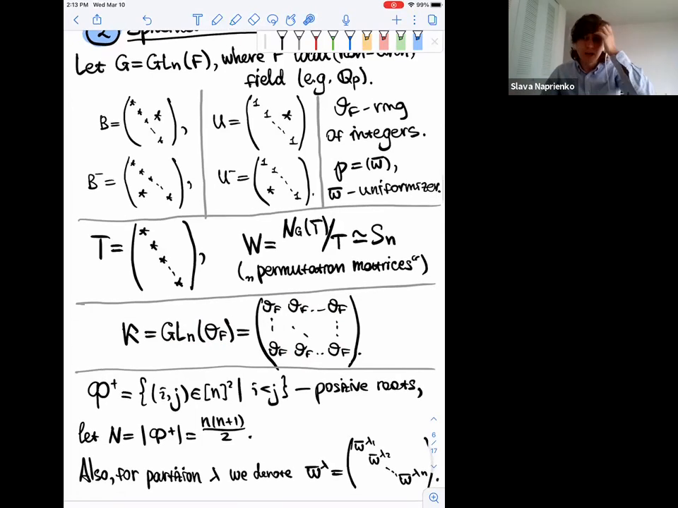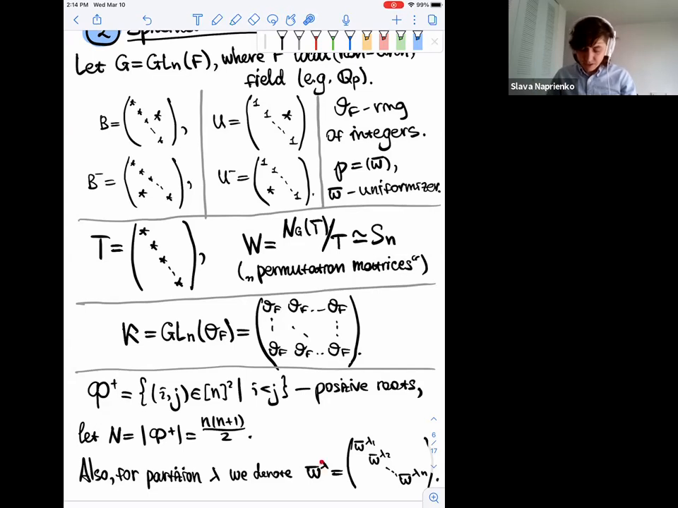And I also need some information about the roots. I realize roots as pairs of numbers (i, j). As usual, I take the positive roots to be the pairs where i is smaller than j. This is quite standard. There are n(n+1)/2 of them. This is the cardinality of positive roots. I'm going to need this number twice during my talk.